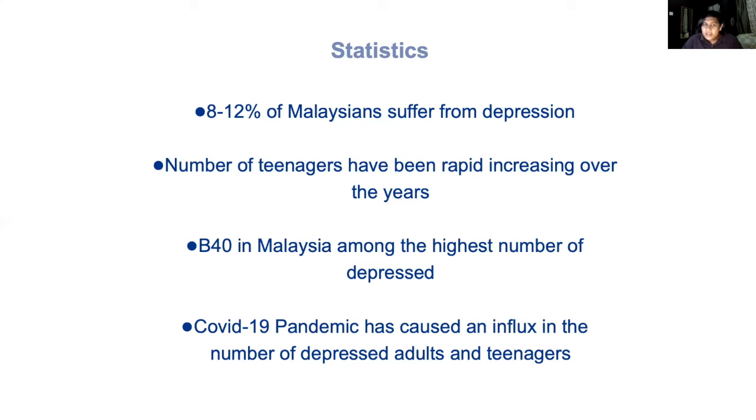And the B40 in Malaysia, which is not surprising as they are the lowest tax bracket in Malaysia and they have the lowest amount of income, are among the highest number of depressed in Malaysia. The COVID-19 pandemic has caused an influx in the number of depressed adults and teenagers. You see, because COVID-19, which I'll be talking about in my next slide, is a very tricky issue to handle.